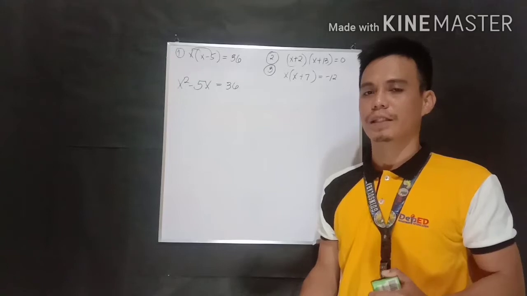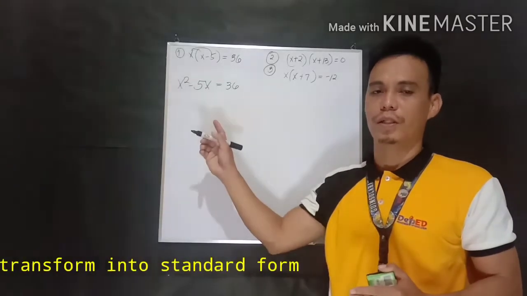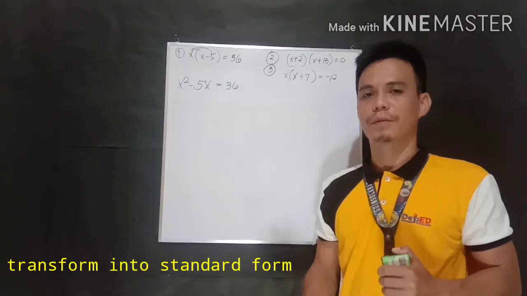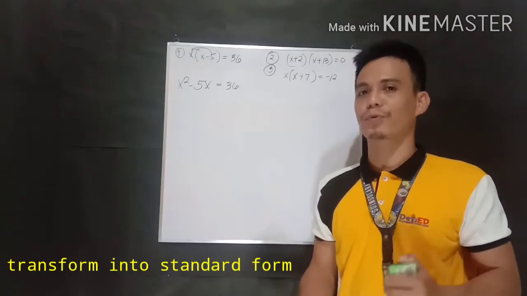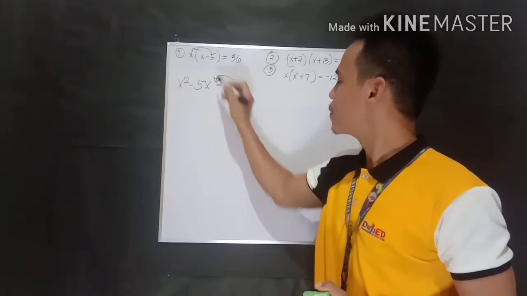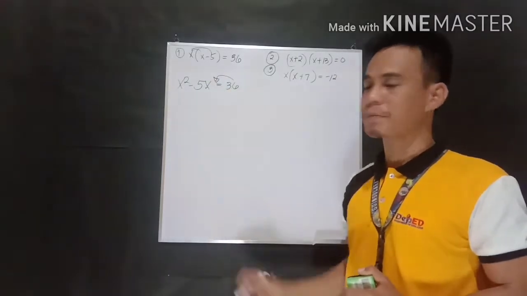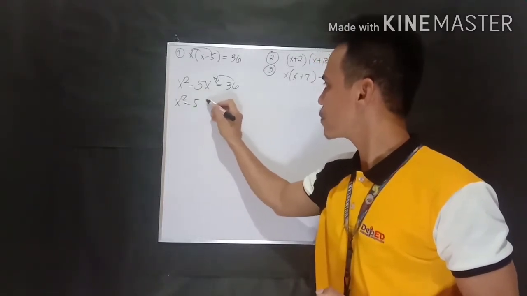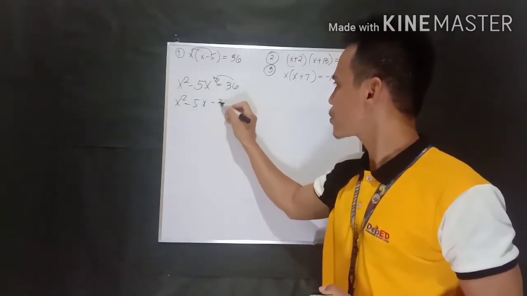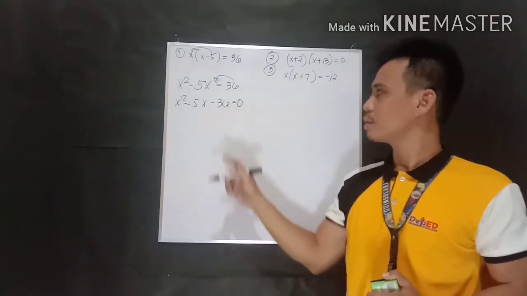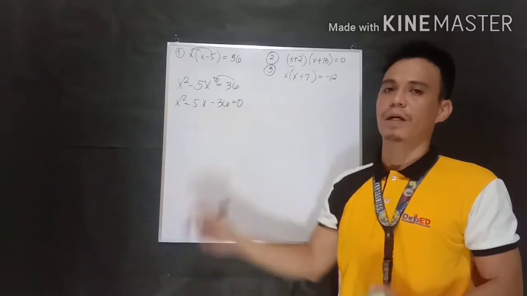So, unang gagawin natin is to transform this into the standard form, ax squared plus bx plus c is equal to 0. So, ganun po yung unang gagawin natin. Therefore, lipat po natin yung 36 sa left side. So, we have x squared minus 5x minus 36 is equal to 0. So, okay. This is in the standard form now.